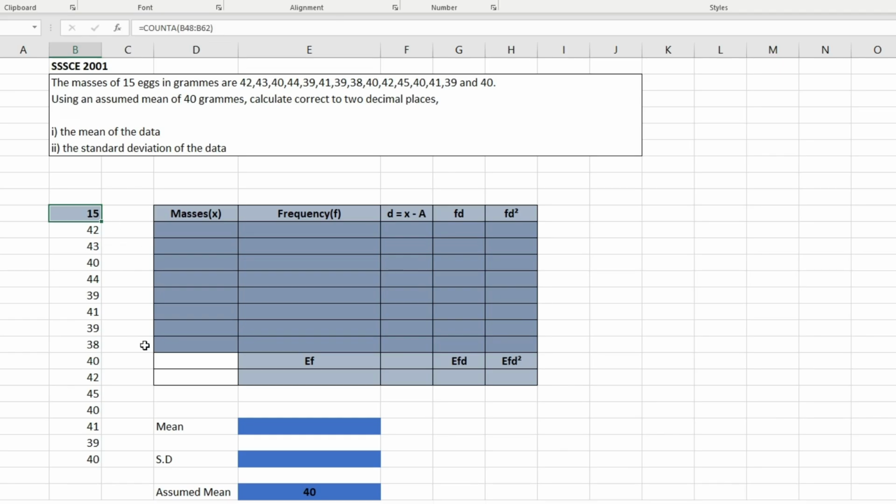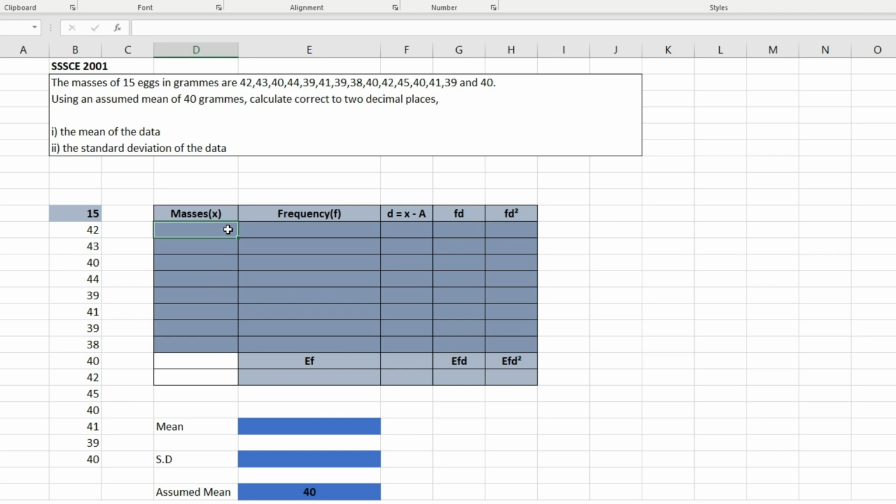Now that we are able to find out that these numbers are 15, we need to come to our table over here. Inside our table, we have the mass, and then the frequency, and then the rest. The question says the mean, and before we solve for the mean, we need to get the values for the table. I can't actually type these things manually. I could observe them and type the numbers from the lowest, which in this case is 38, 39, then 40, throughout until I get to the highest value.